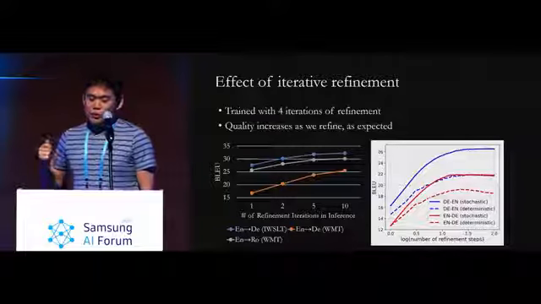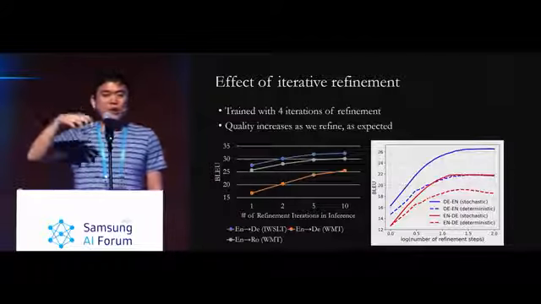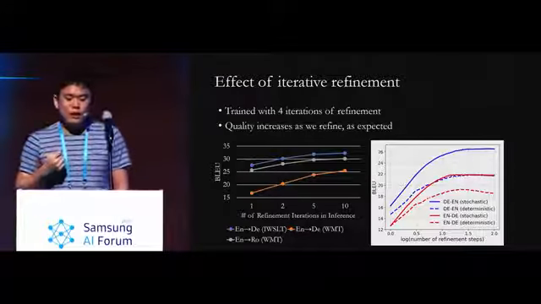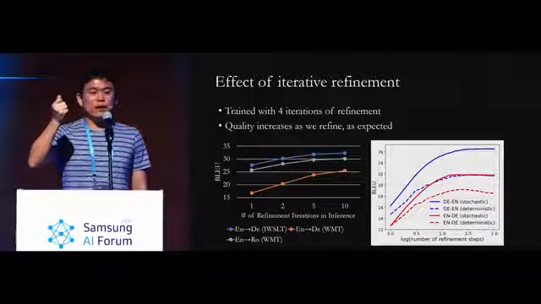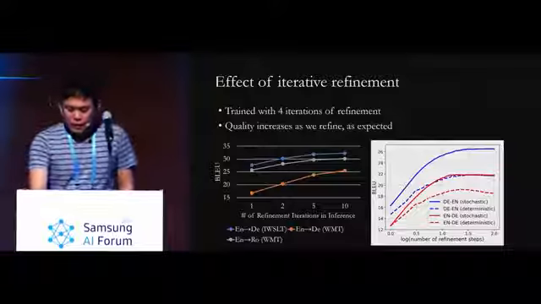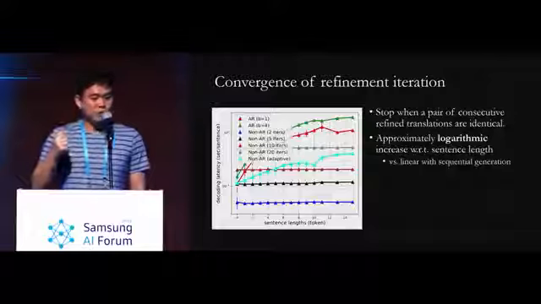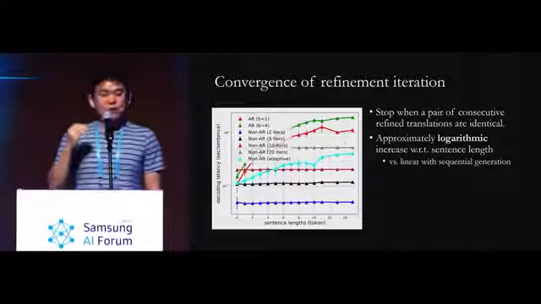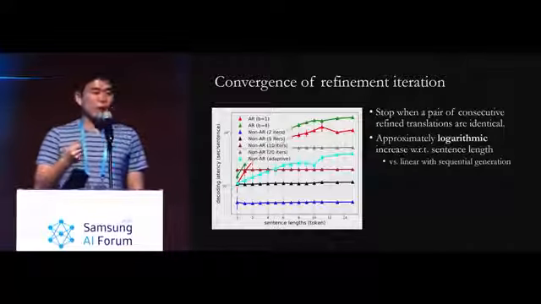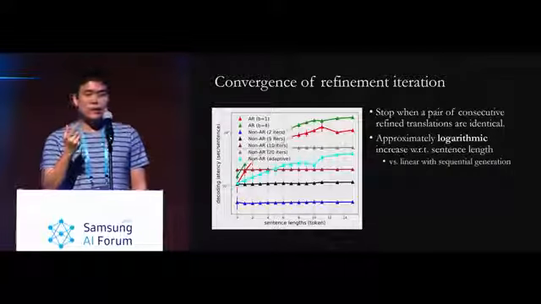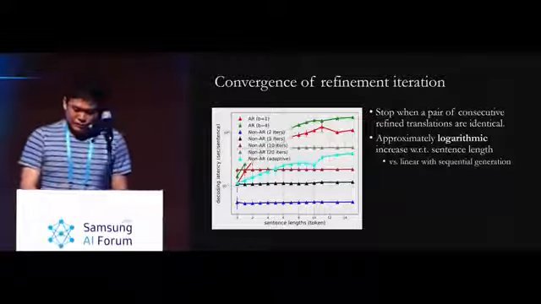Then we push it to the extreme by refining up to 100 steps at test time after training the model with only 4 steps of refinement. And what we saw was that the performance only gets better and better, and it never really gets worse. Furthermore, what we have seen is that the convergence of this refinement process indeed takes only a logarithmic number of steps with respect to the source sentence, giving us hope that there is really a possibility that we can build a much more efficient translation system in the future.